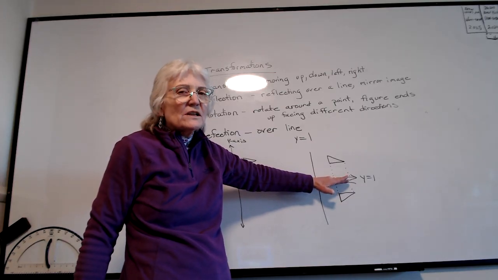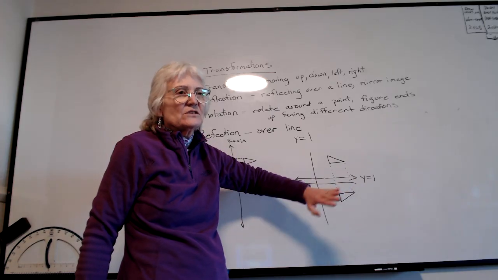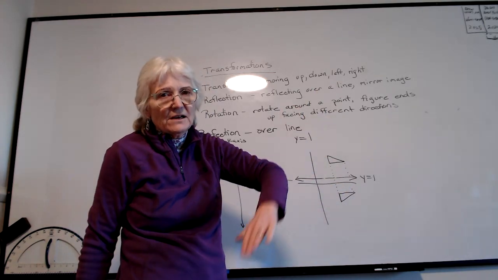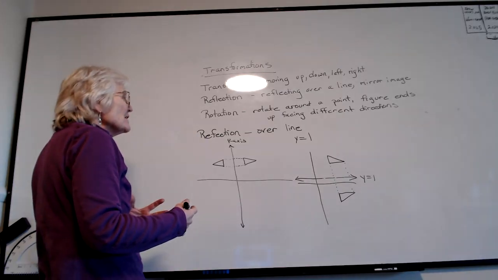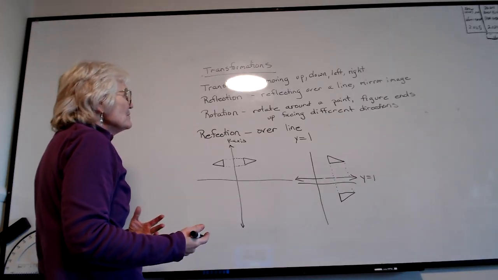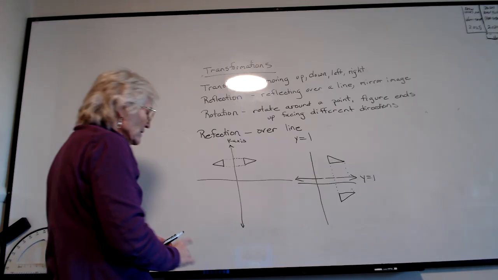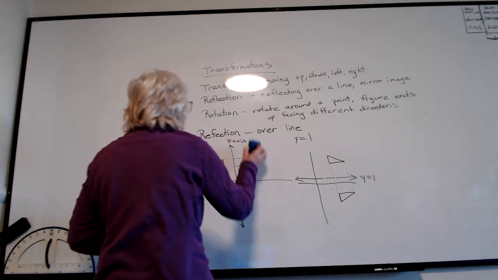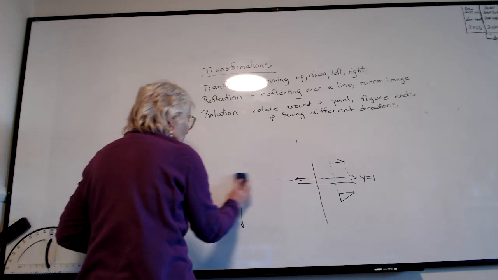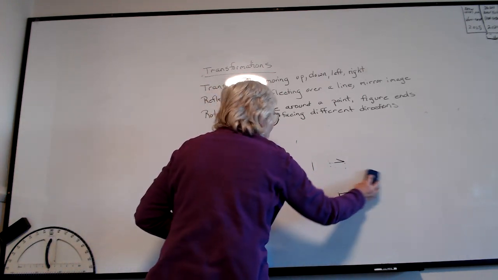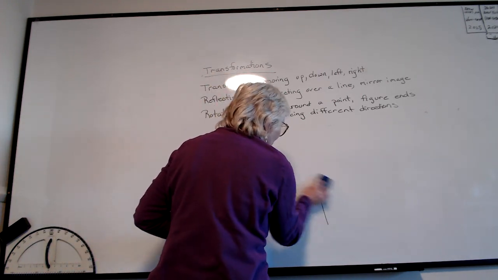And so that's really what a reflection does, it just flips it over one line or another. Okay, so when you're looking at these, that's what you're doing, you're reflecting over a line. Rotations might be a little bit harder, especially if we don't rotate 90 degrees or 180 or 270.